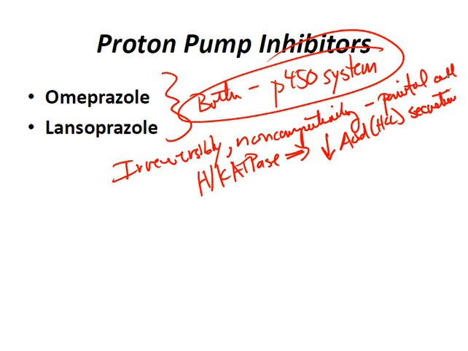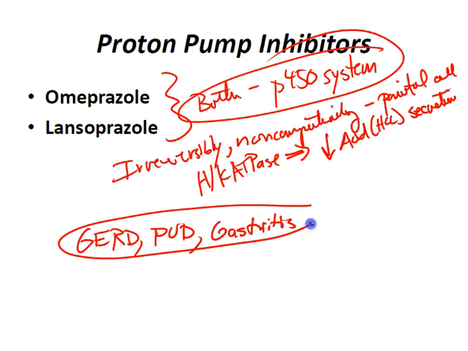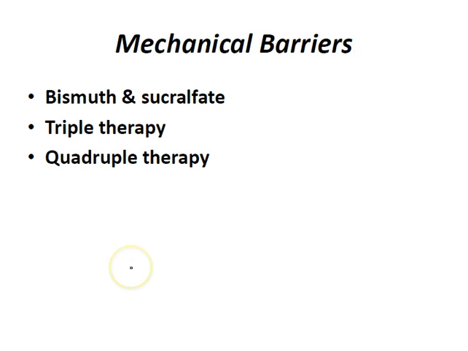Who are the people we're going to use these for? What patients would you think about a proton pump inhibitor for? Patients with GERD, patients with peptic ulcer disease, patients with gastritis. See a common theme yet? There's the three conditions we're going to think about using these drugs with. So, alright, moving right along.